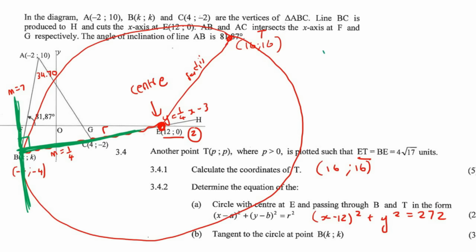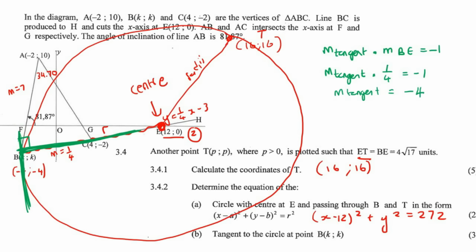So what I can do is I can say that the gradient of the tangent multiplied by the gradient of my line BE must always be -1. Why? Because that is what we know when two lines are perpendicular. So then I can get the tangent gradient, because I already know the gradient of BE, we worked it out earlier, as a quarter. So I can put a quarter here. I can then solve for the gradient of the tangent and get -4.